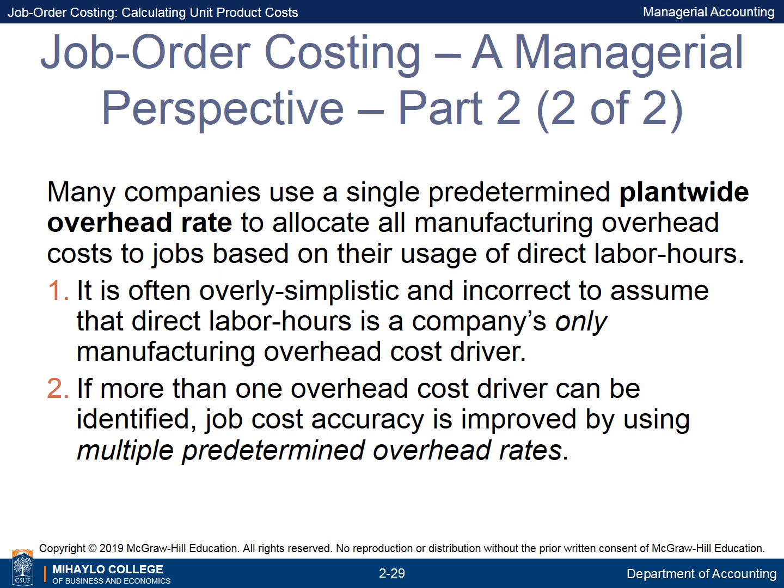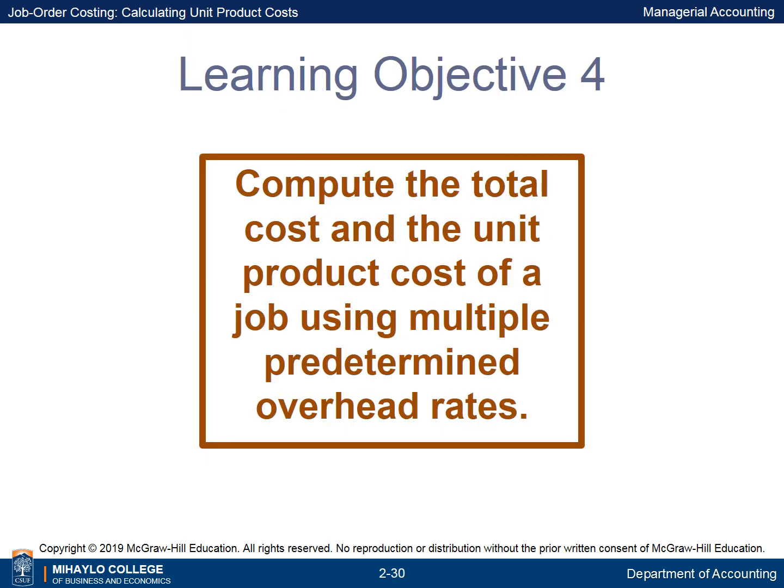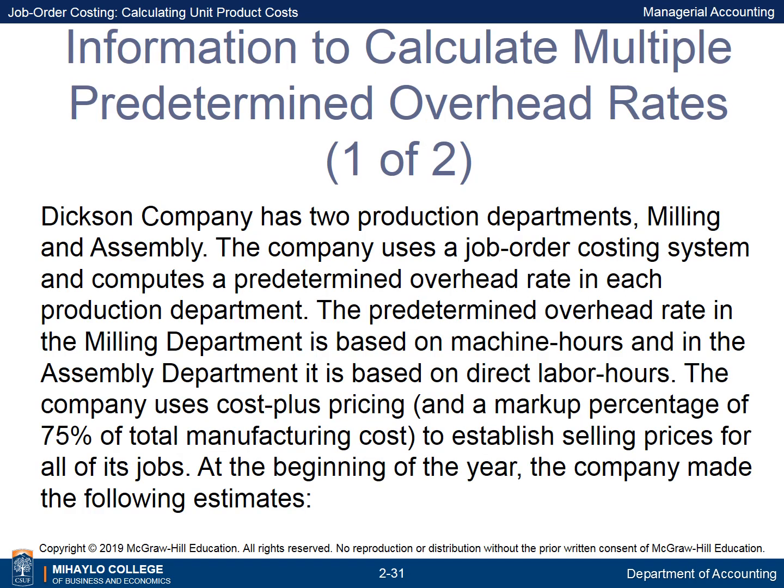Learning objective 4 is to compute the total cost and the unit product cost of a job using multiple predetermined overhead rates. Dixon Company has 2 production departments, milling and assembly. The company uses a job order costing system and computes a predetermined overhead rate in each production department. The predetermined overhead rate in the milling department is based on machine hours, and in the assembly department it is based on direct labor hours.